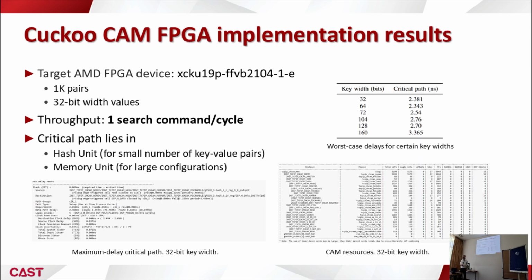Initially, we demonstrate the FPGA implementation results for the introduced CAM. From the table at the right, we can see how the latency of the critical path scales as the width of the input key increases. And this ranges from 2.3 to 3.4 nanoseconds for the greatest configuration that includes a key of 160 bits. For the smallest configuration, the CAM occupies almost 5,100 lookup tables, 8 block RAMs, and 18 DSP blocks.